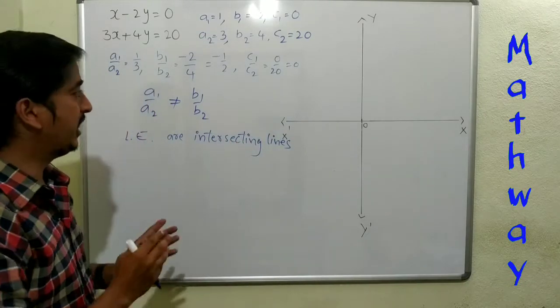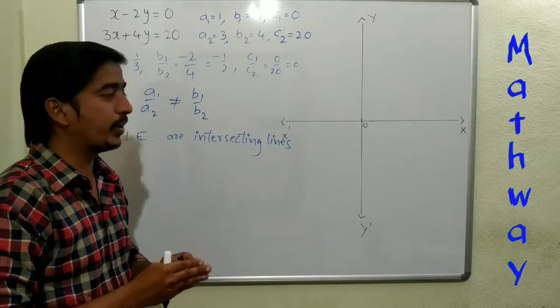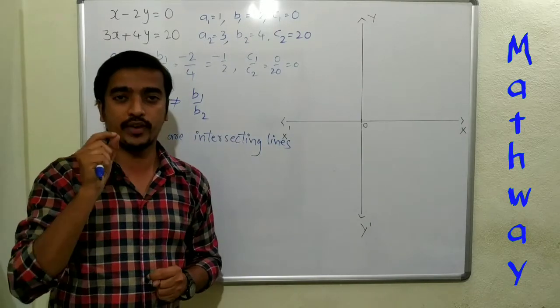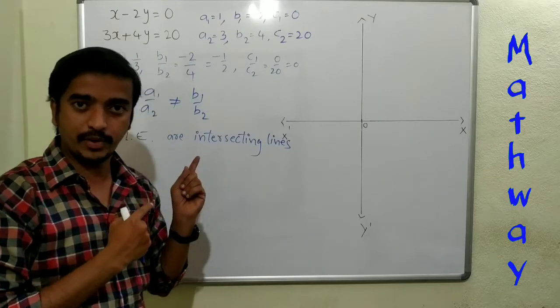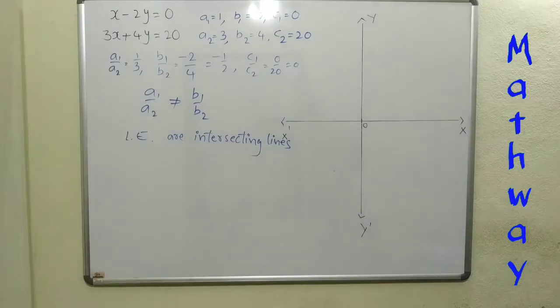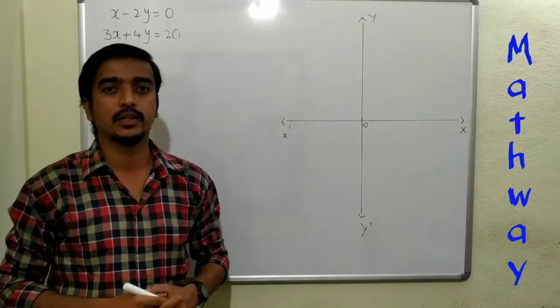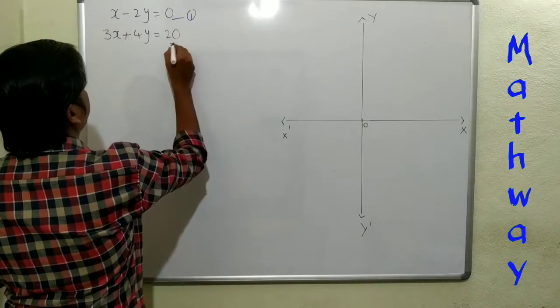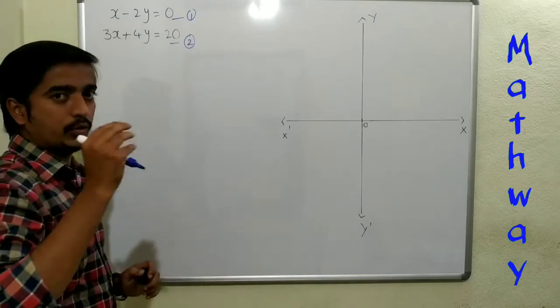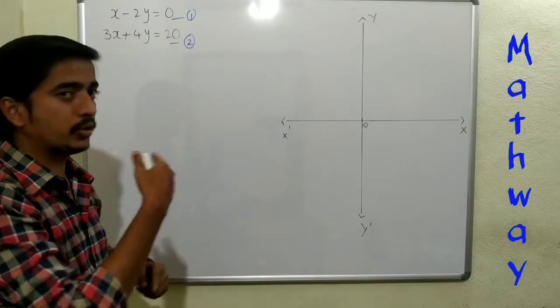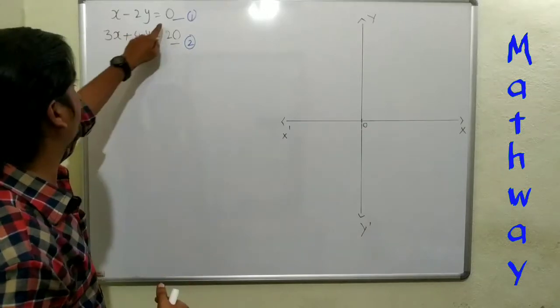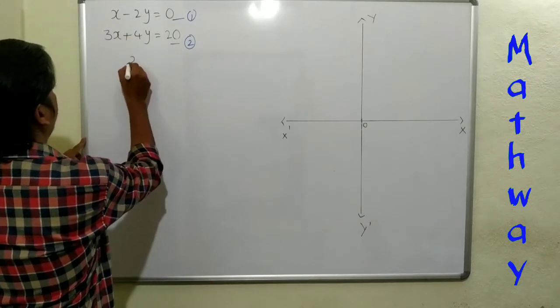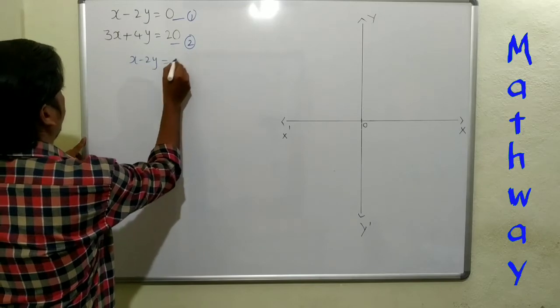So let us represent these on the graph. Before representing them, we need to know the coordinates. First find the x and y coordinates for this given pair of linear equations. Take this as equation number 1 and this as equation number 2. Now we need to know the x coordinate and y coordinate for both lines. First, let us take equation 1, that is x minus 2y equals 0.